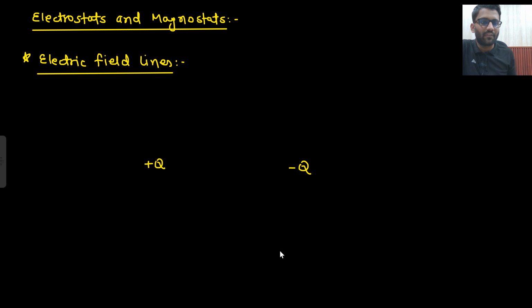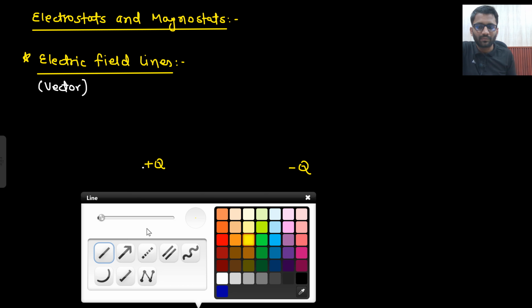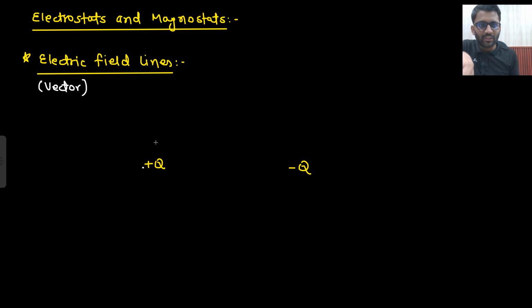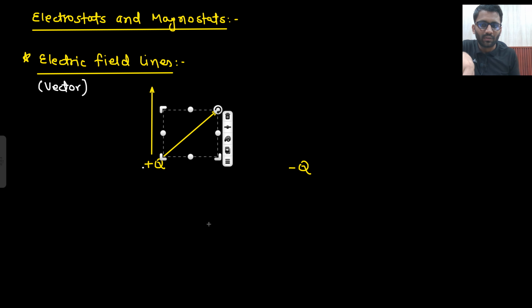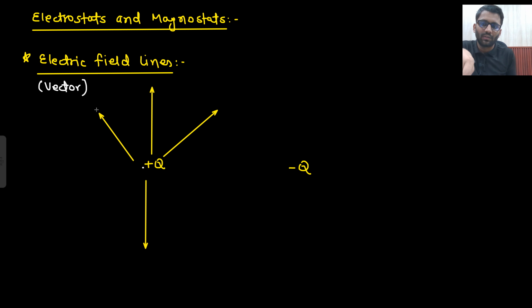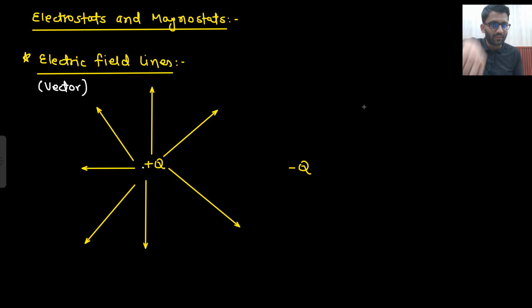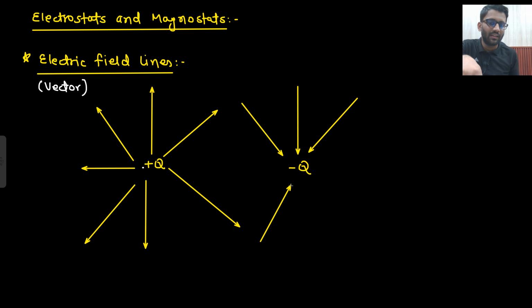So what do you mean by electric field lines? Electric field lines are like vector lines only. Electric field is a vector field, a vector quantity. Now if there is a positive charge q, from the positive charge q, electric field lines will always go out. Electric field lines will always go out from a positive charge, and in a negative charge, electric field lines will always come in. So here the electric field lines are diverging, and here the electric field lines are converging.